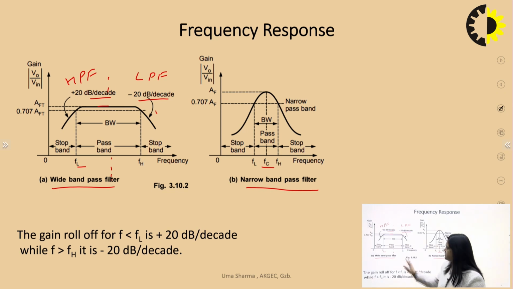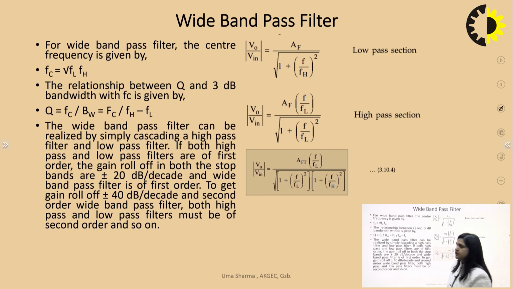So here, if it is first order filter, then the gain will increase by a factor of 20 dB per decade, and whenever it reaches the cutoff frequency, the gain will become constant, equal to AFT. And for the low pass section, the gain is constant for low frequencies, and for high frequencies, the gain reduces by a rate of 20 dB per decade. Whenever it is second order filter, then definitely it will become minus 40, and again this will become plus 40 dB per decade, and so on. So this is the condition for designing of band pass filter, that FH must be greater than FL.